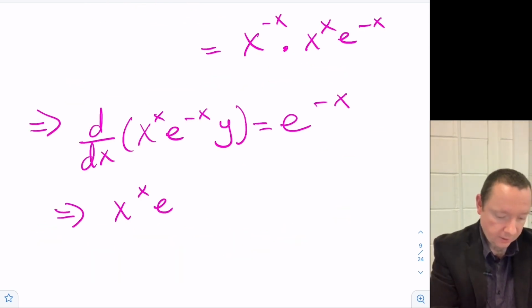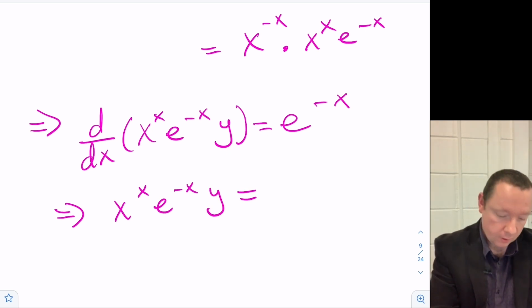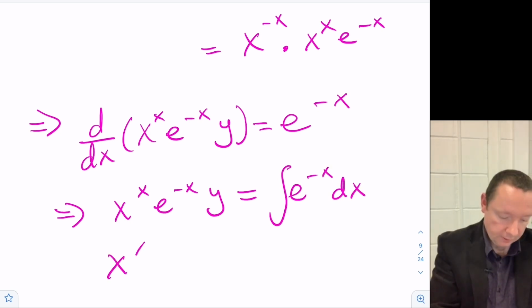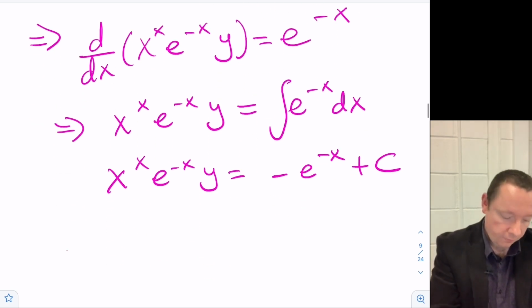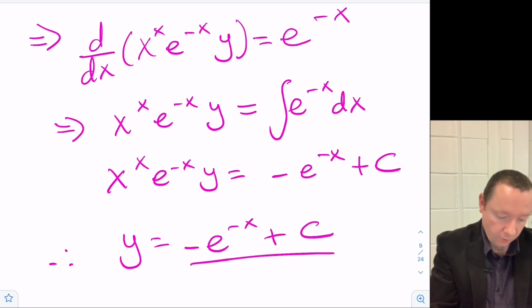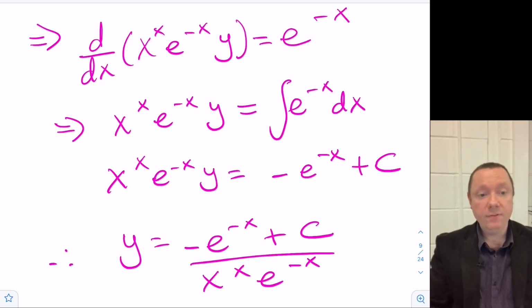So x to the power x e to the minus x y must equal the integral of e to the power minus x dx. So x to the power x e to the minus x y equals minus e to the minus x plus c. And therefore y is just minus e to the minus x plus c over x to the power x e to the minus x. And that final answer can be left in a lot of different ways.